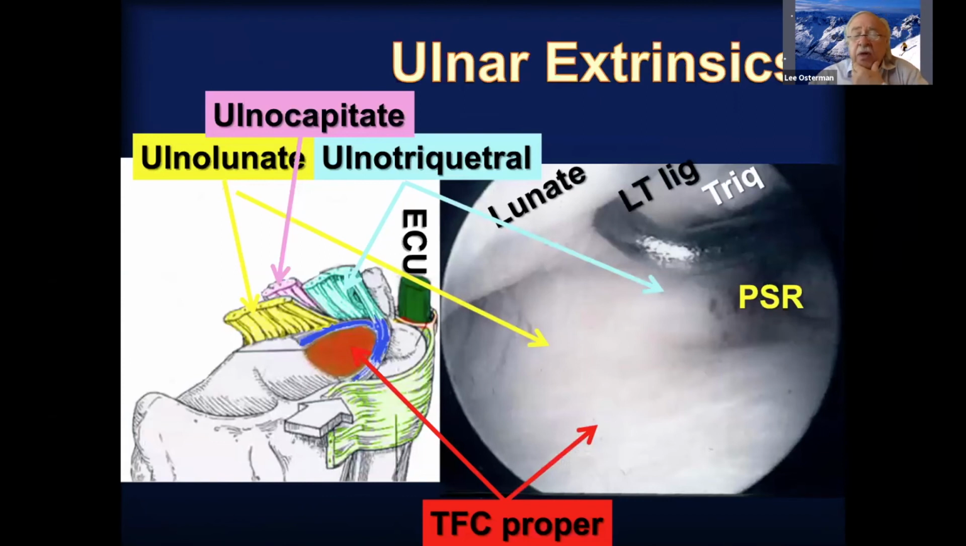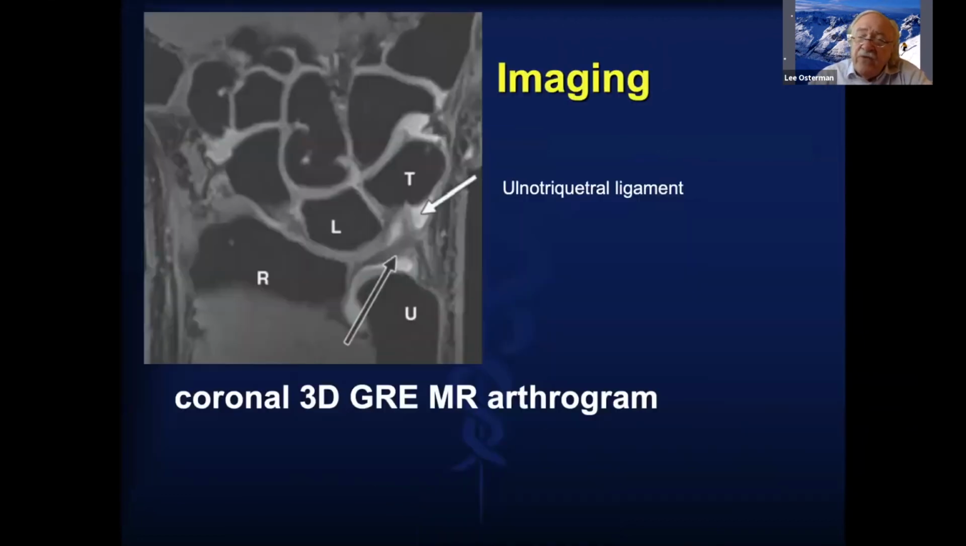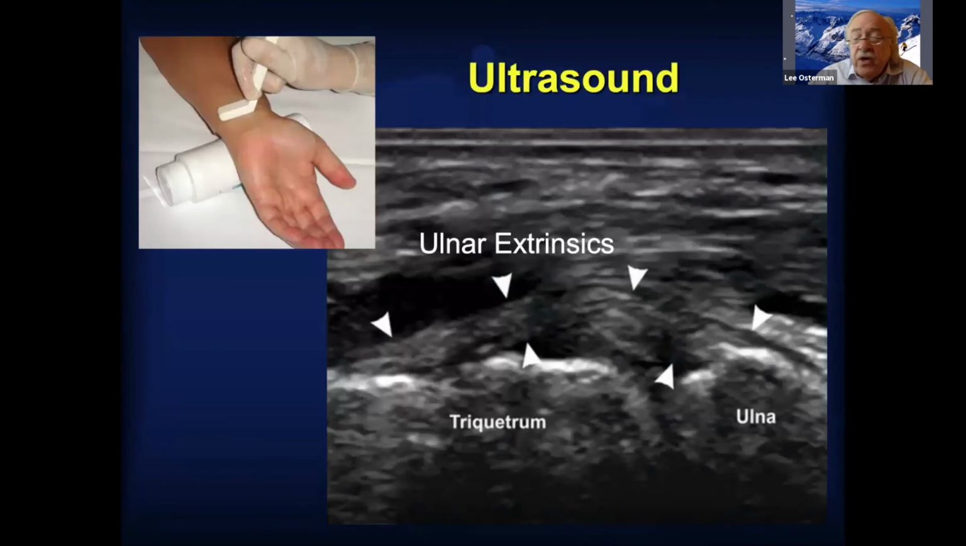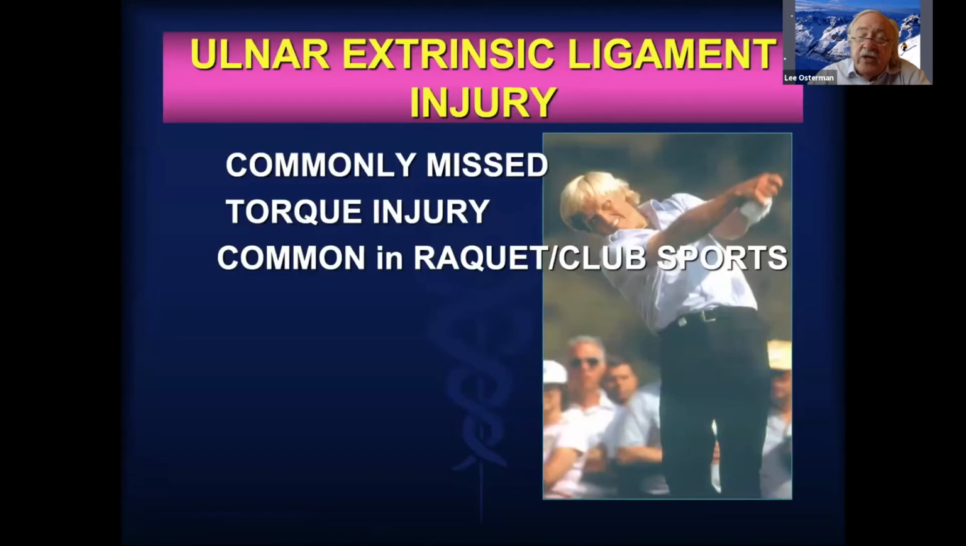We can't see the ulnocapitate ligament, which is deep to the ulno-luno and ulno-triquetral ligaments, unless there's a tear. But here on a normal wrist, you see the prestyloid recess, you see the LT, and you see this very nice sheath of ligaments. You can see them on an arthrogram. This is a normal one, a 3D MR arthrogram. And we can see the ulno-triquetral ligament, which is a little more volar than the ulno-luna. You can see it on the ultrasound if you want it. It runs in a fairly nice pattern between the triquetral and the ulna.